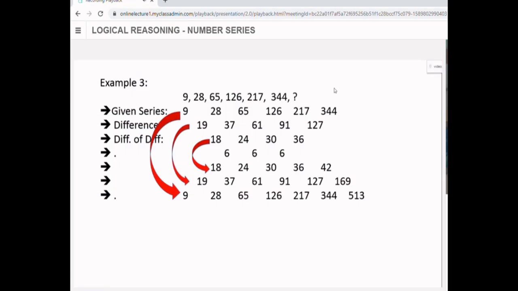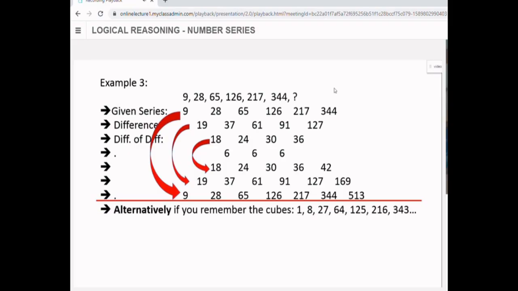Okay? Yes. Now, dear students, it is not necessary to do all these things. You can find that out easily. Now, let me say another way of finding that number. Alternatively, if you remember the cubes of 1, the cubes are 1, 8, 27. 1 cube is 1, 2 cube is 8, 3 cube is 27, 4 cube is 64.